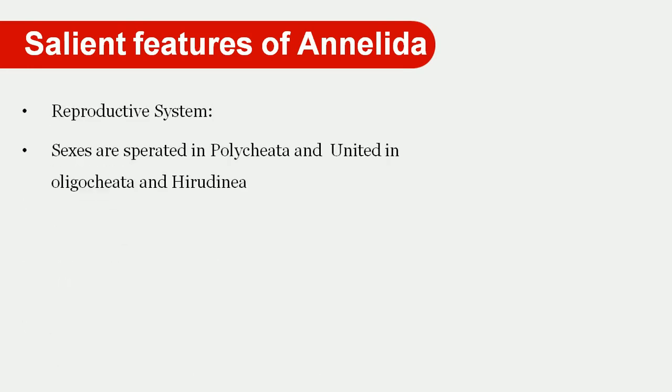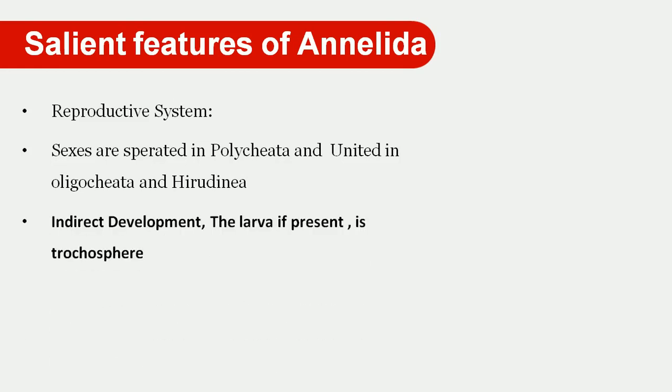Then the reproductive system. In Annelida, the sexes are separate in Polychaeta, while the sexes are united in Oligochaeta and Hirudinea. That means the sexes are found in the same body in Oligochaeta and Hirudinea. The sexes are separate in class Polychaeta, as well as united in Oligochaeta and Hirudinea. They are hermaphrodite animals.